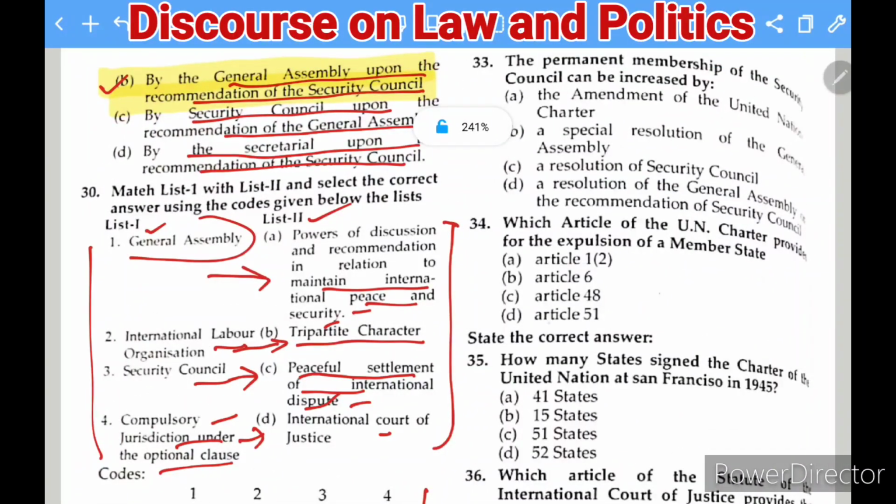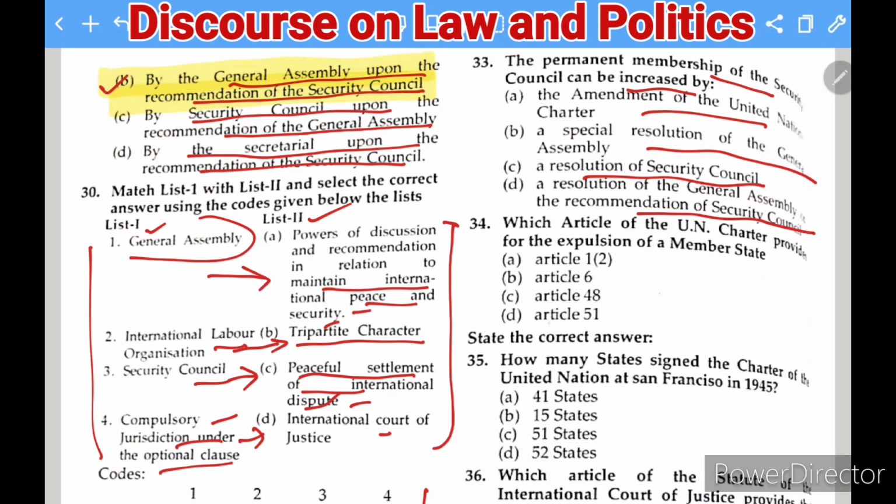The permanent membership of the Security Council can be increased. How can you increase the permanent membership of the Security Council? The options given here: the amendment of the United Nations Charter, a special resolution of the General Assembly, a resolution of the Security Council, a resolution of the General Assembly upon the recommendation of the Security Council. So which is the right answer here?